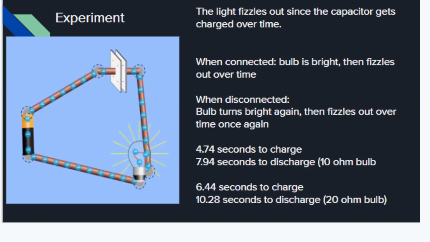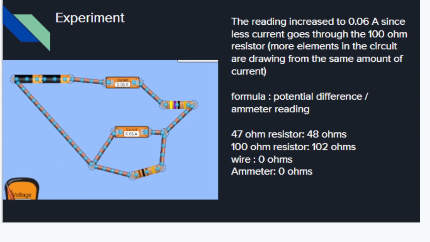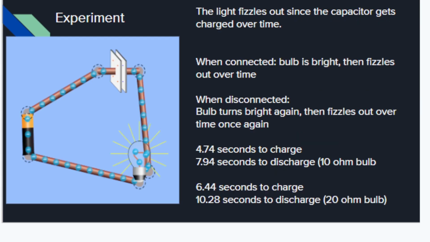And then here are my 4 values that I calculated using the potential difference of each element divided by the ammeter reading. It was 48 ohms for the 47 ohm resistor, 102 ohms for the 100 ohm resistor, and 0 ohms for both the wire and the ammeter. And this would be for the resistance of these elements.